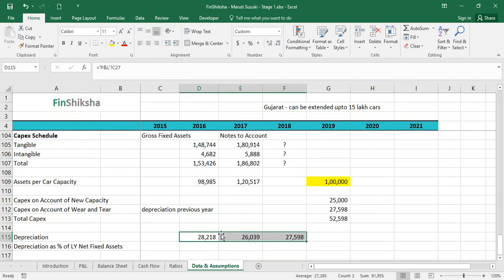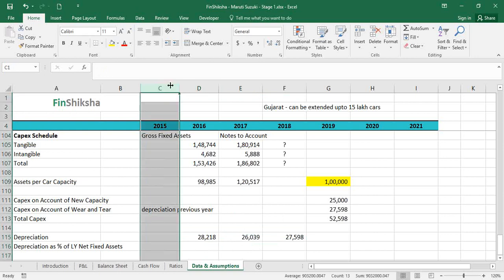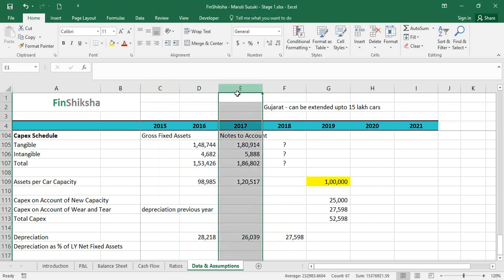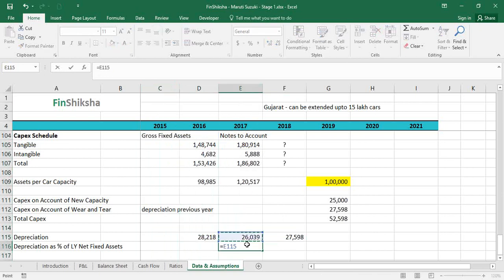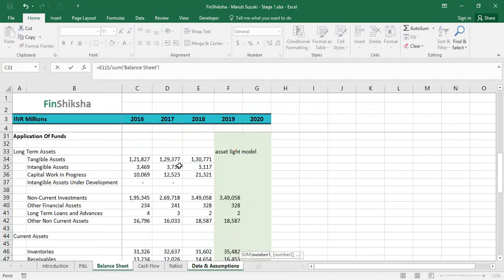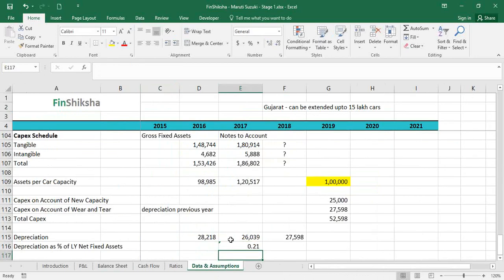And now I'm going to divide this number by the previous year's net fixed assets. So I don't have that number for 2015 net fixed assets. I only have that number for 2016. So the first calculation will happen in 2017. So I take the depreciation of the company and divide it by the sum of, on the balance sheet, the net fixed assets for 2016, tangible and intangible, both of them, right? Divide. We get somewhere around 21%. 20.8%, right? I can just drag it ahead. I get 20.7%. So it looks like a relationship there, right?